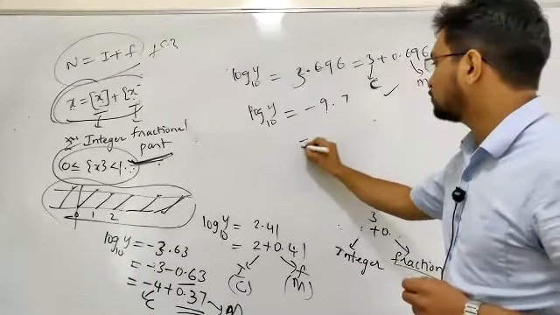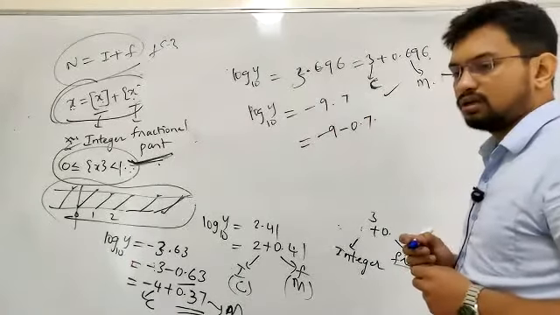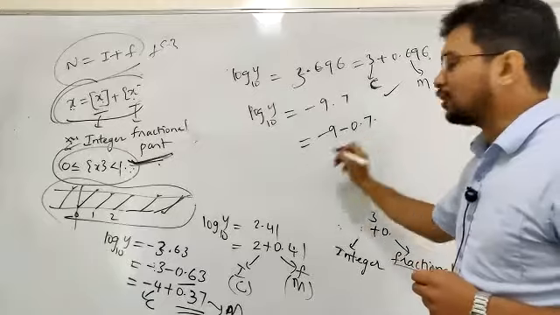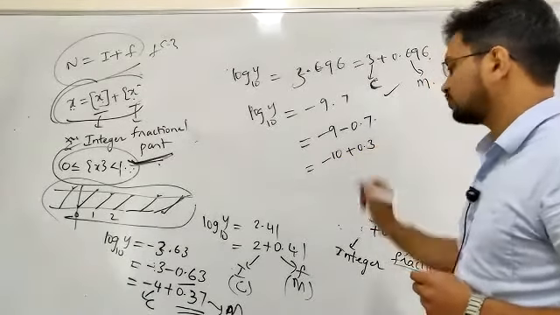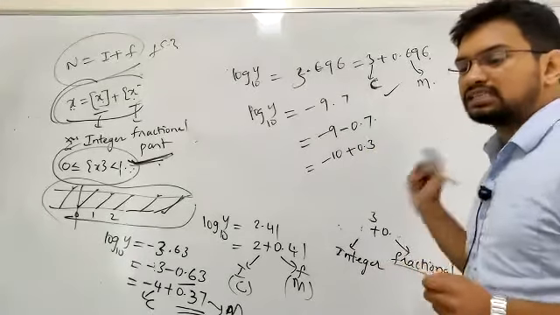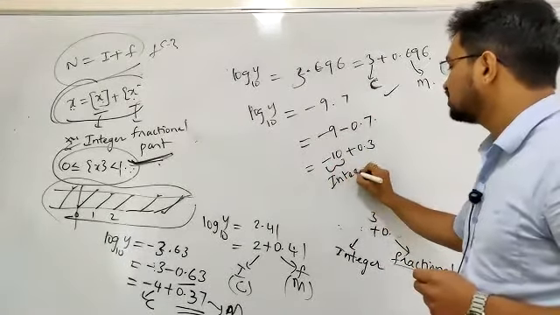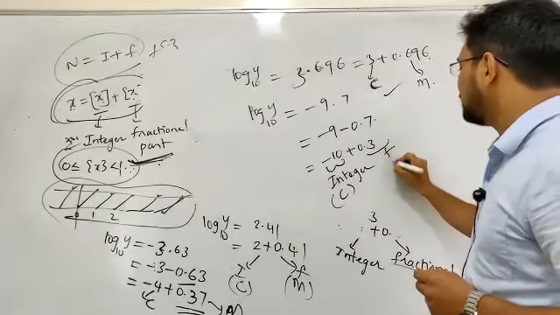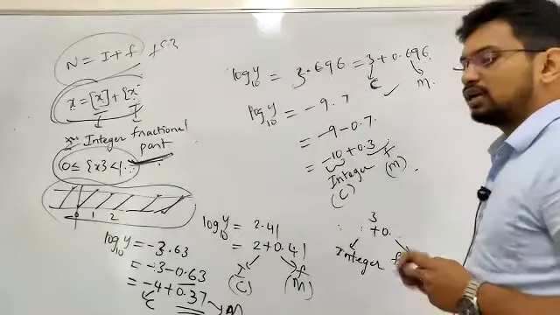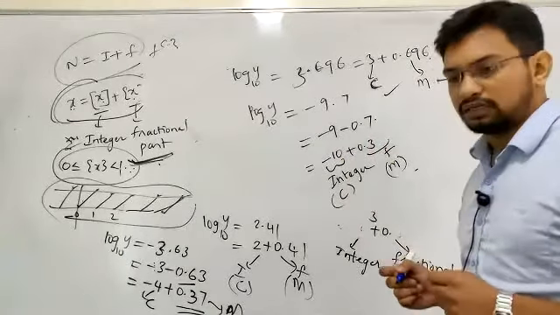Now if I take this part, this is -9 minus 0.7. But the fractional part of x cannot be negative. So I'll write it as -10 plus 0.3. Now this is your integer part, so this is your characteristic, and this is your fractional part, so this is your Mantissa. The characteristic is -10 and the Mantissa is 0.3.